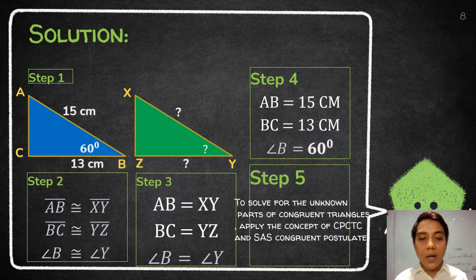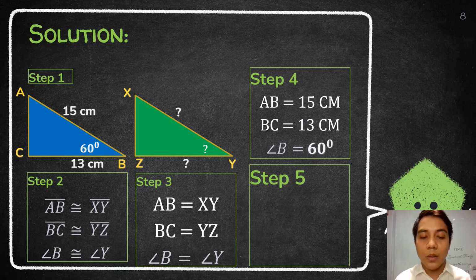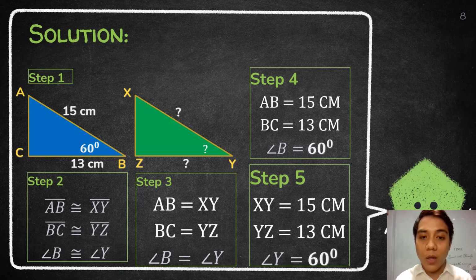For step 5, to solve for the unknown parts of congruent triangles, apply the concept of CPCTC and the SAS congruence postulate. Since AB is equal to XY, therefore XY is equal to 15 cm. Since BC is equal to YZ, therefore YZ is equal to 13 cm. And angle B is congruent to angle Y, therefore angle Y is equal to 60 degrees.